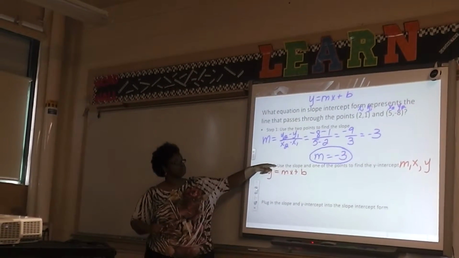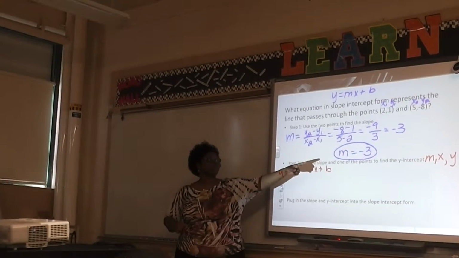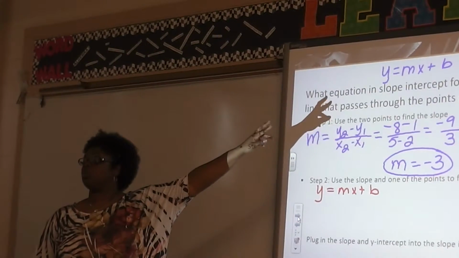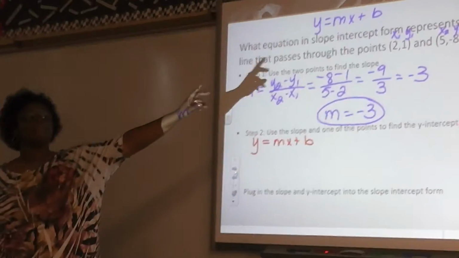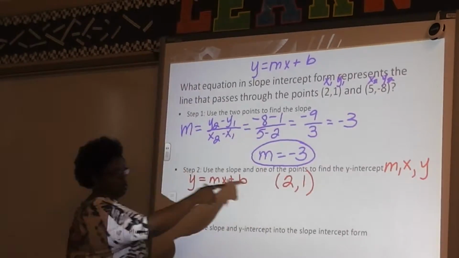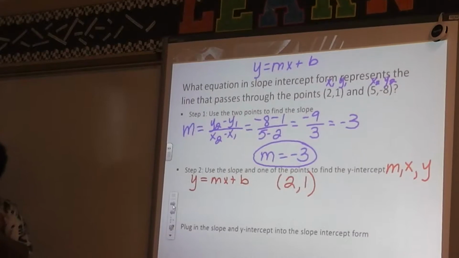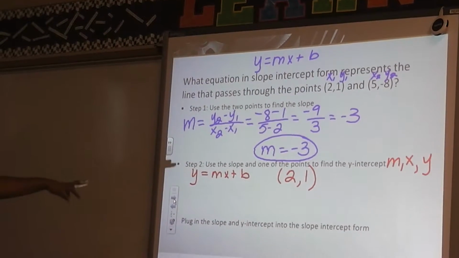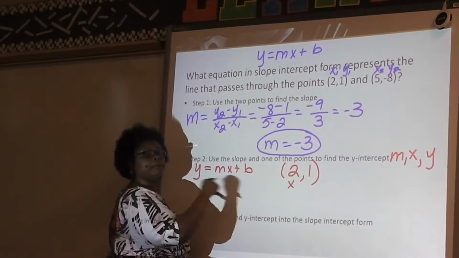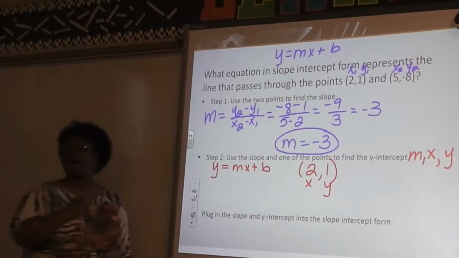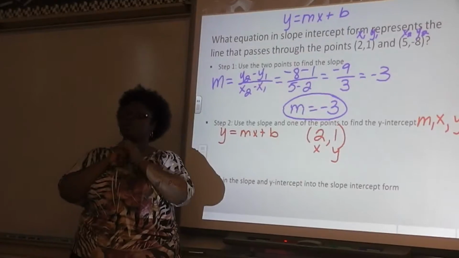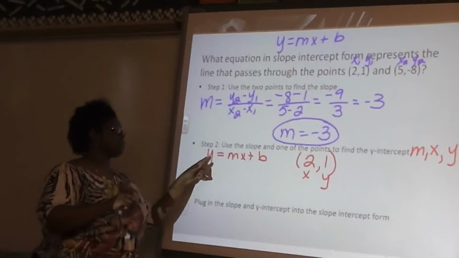Now step 2 says use the slope, which is up here, and one of the points to find the Y-intercept. So we are going to take a point from our original question and use that for our X and Y. Let's use that first point, (2, 1). Within an ordered pair like that, we know we have an X and we know we have a Y. Shadanika, which one of those numbers is my X? It's the 2. Very good. So 2 is my X, which means 1 is what? My Y. So that's how I'm going to plug in. What are my 3 variables I'm plugging in for? M, X, and Y. Okay? So let's start plugging in.